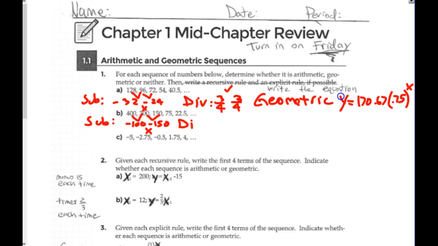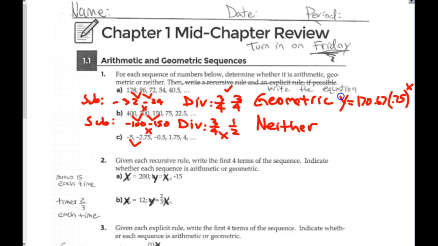Let's do division. 300 over 400 is 3/4. 150 over 300 is 1/2. So that didn't work either. So subtraction didn't match, division didn't match. This is neither, because neither of them are consistent each time.